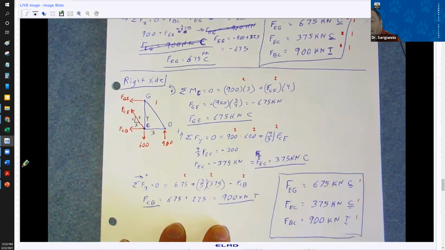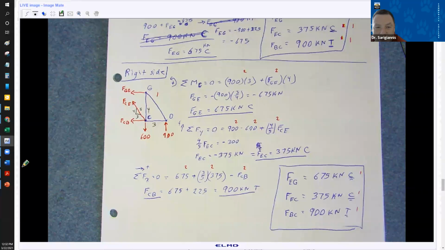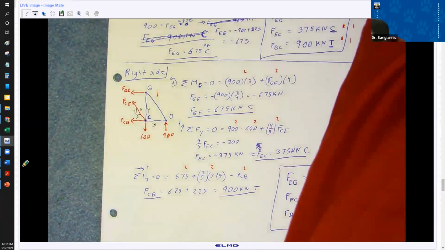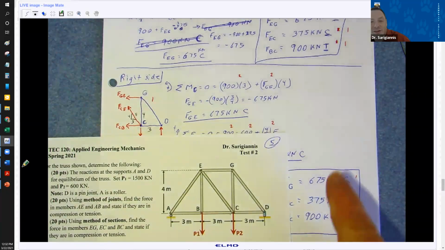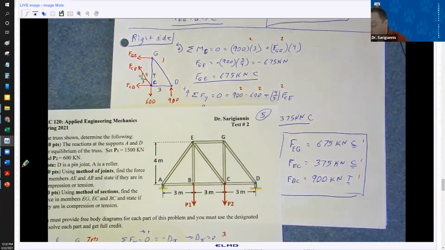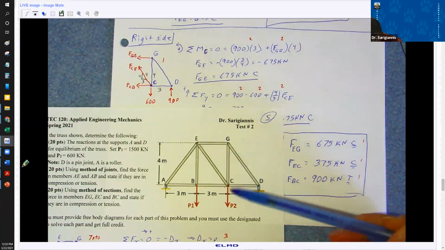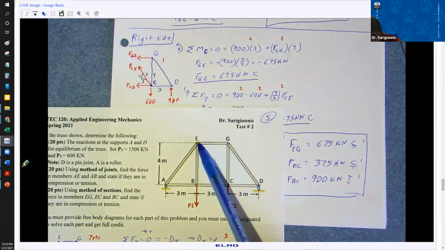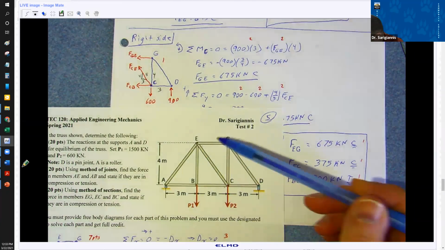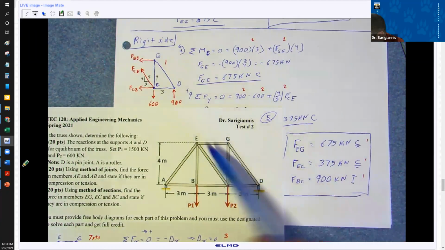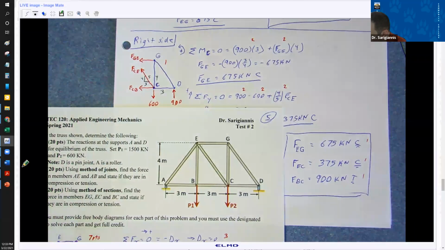If you did it with the right side, let's just go through this because it's the same, you get the same answers. I just want to show you how you can do it a little neater, apparently. So now this is looking at the right side of the strut or the structure. So I draw GDC, and I've got GE, CE, and CB. I'm cutting through those. I'm replacing those members with tension forces.